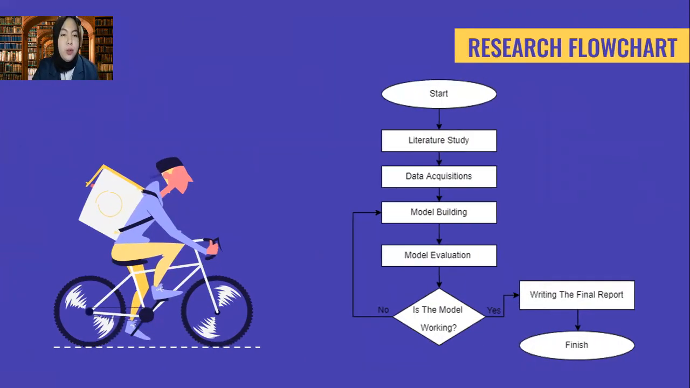So here's the research flowchart. First, we're going to start with literature study, which is going to learn what is COVID, asymptomatic COVID, how ANN works and stuff. And after that, we're going to have data acquisition, as I explained before. And after that, we're going to build the models, and we're going to evaluate the models after we build them. And if the model is not working, we're going to build it again. We're going to see which went wrong, where are the errors, try to fix it, and then evaluate the models again and see if it worked or not. But if it's working, we're going to write the final report and finish the project.